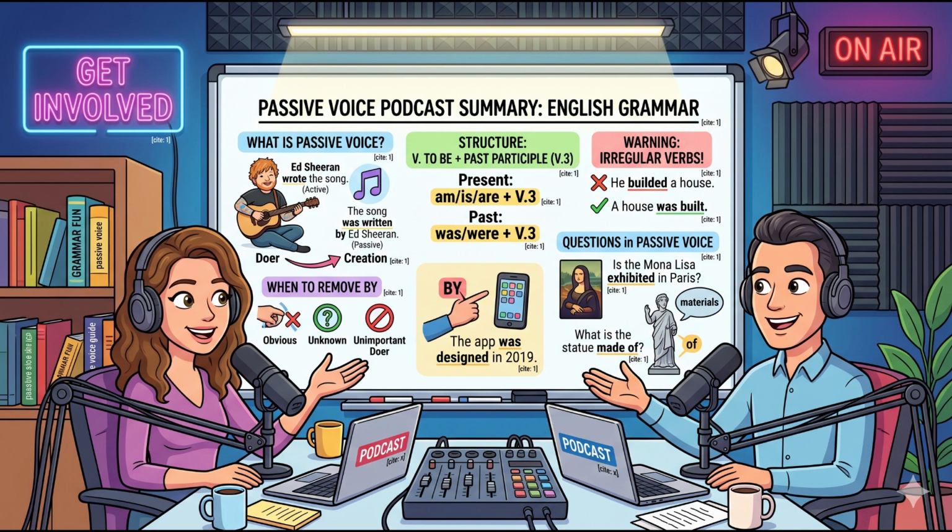But wait a second, if we still mention Spike Lee at the end with the word by, why even go through the trouble of flipping the sentence? Doesn't the active voice usually punch harder? I mean, it does, but sometimes the final product is just way more important to your story than the person behind the scenes. Or, going back to our politician example, sometimes the doer is intentionally hidden. Or maybe just completely unknown. Exactly. Take the sentence, "The app was designed in 2019." We don't know who designed it, and frankly, we don't really care. The focus is entirely on the app itself.